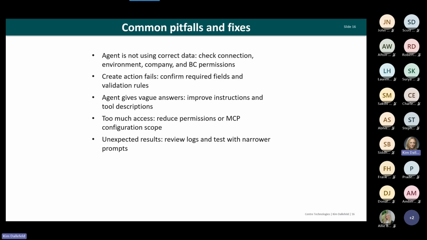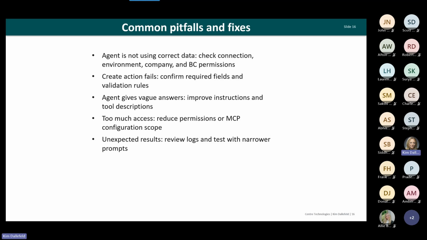The agent can give you vague answers in that log, but you can use what it puts in there. It says, here's what I'm seeing, here's what I think I need. And you can use that to help you improve your instructions, which I think is really cool. Again, we've got to keep talking about your permissions. Don't give too much access. It does say to review your logs and test with narrower prompts. My prompts were very, very large in nature. If I come back and restrict those a little more, I'm going to get better results, faster results.